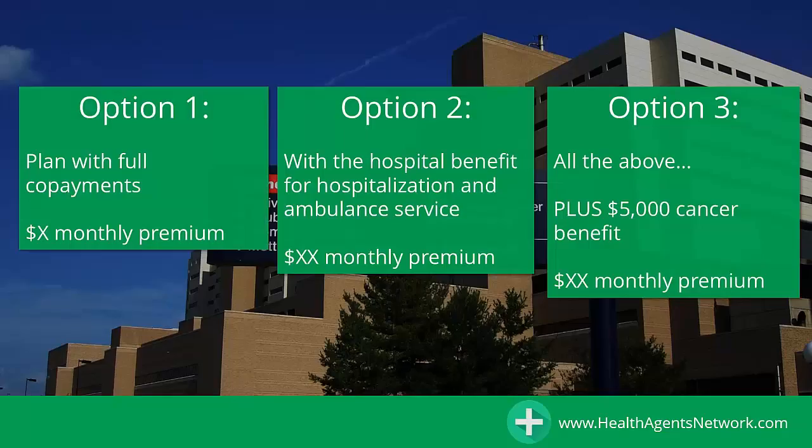So for Medicare Advantage, you're sitting there talking to a Medicare Advantage client, and you say, you have option 1, the plan with full copayment. So every copayment or deductible we looked at, you will owe 100%, and that's X amount of dollars per month. Now, if you want to add the hospital benefit, you're going to get funds that will offset your hospitalization and your ambulance rides, either some or just about all of it, and that's X amount of dollars a month. Or you could add a cancer benefit for $5,000, that's X amount of dollars per month as well. So it gives a 3-option close.